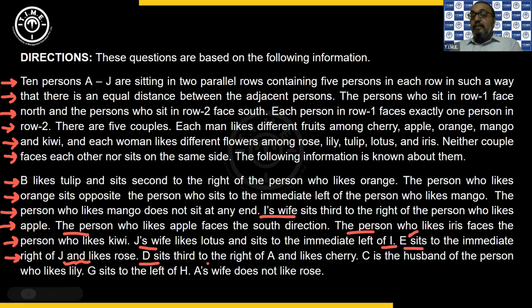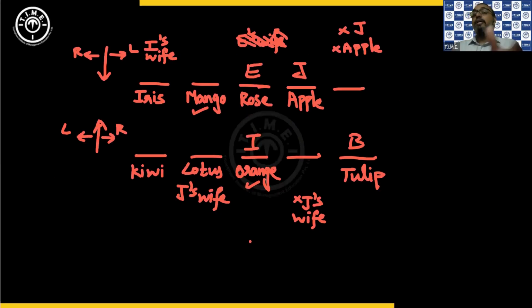Then further, D sits third to the right of A and likes cherry. And means it is again first person, so it is D. D is third to the right of A and cherry. Now we know it cannot be south facing. Correct? Right means it is our left side for south facing, so not possible. So I have to take only north facing. So the only possibility giving D and cherry is between I and B. So that I can have D and cherry, and then A will be given as kiwi, so that third to the right of A is D.